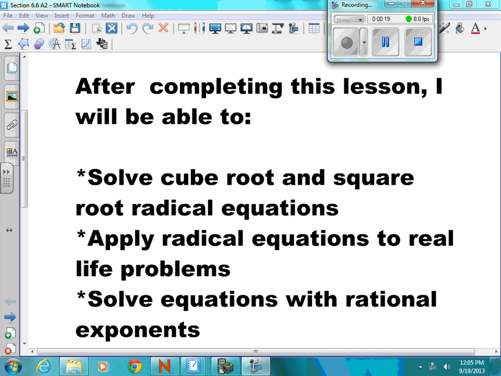After this lesson, you'll be able to solve cube root and square root radical equations, apply radical equations to real-life problems. That might be covered more in class tomorrow. And solve equations with rational exponents. I have these down and ready to show me for tomorrow.